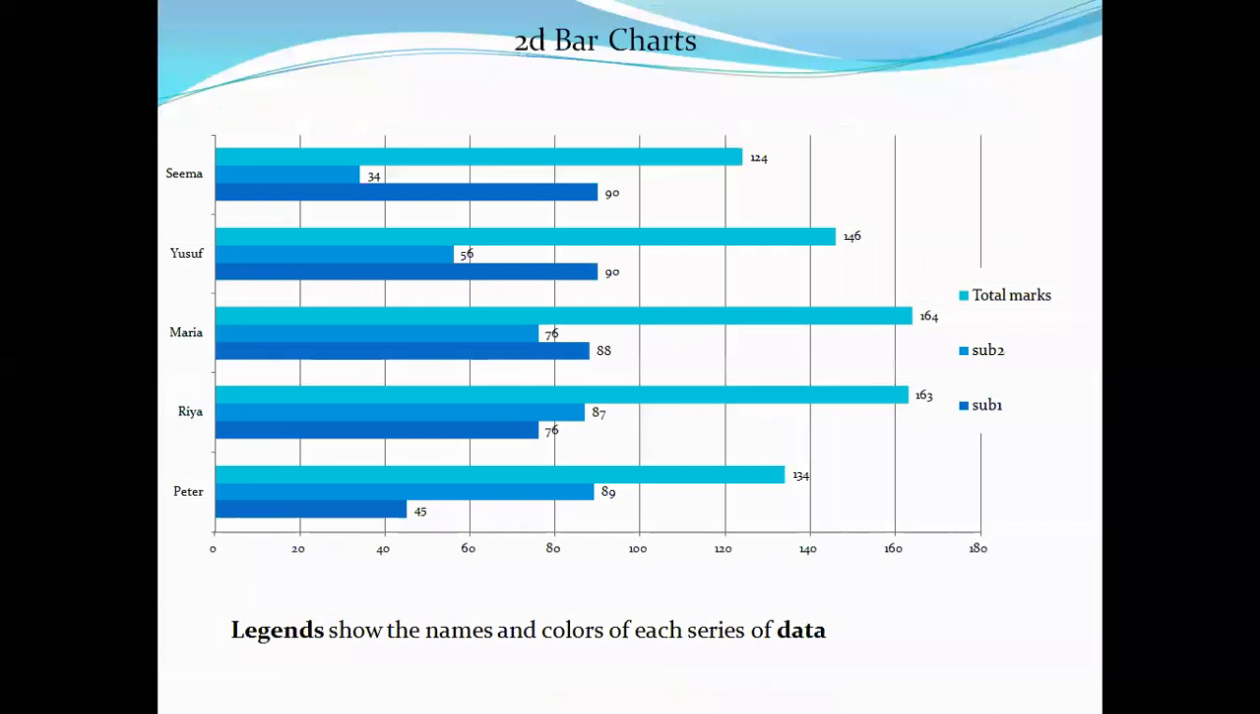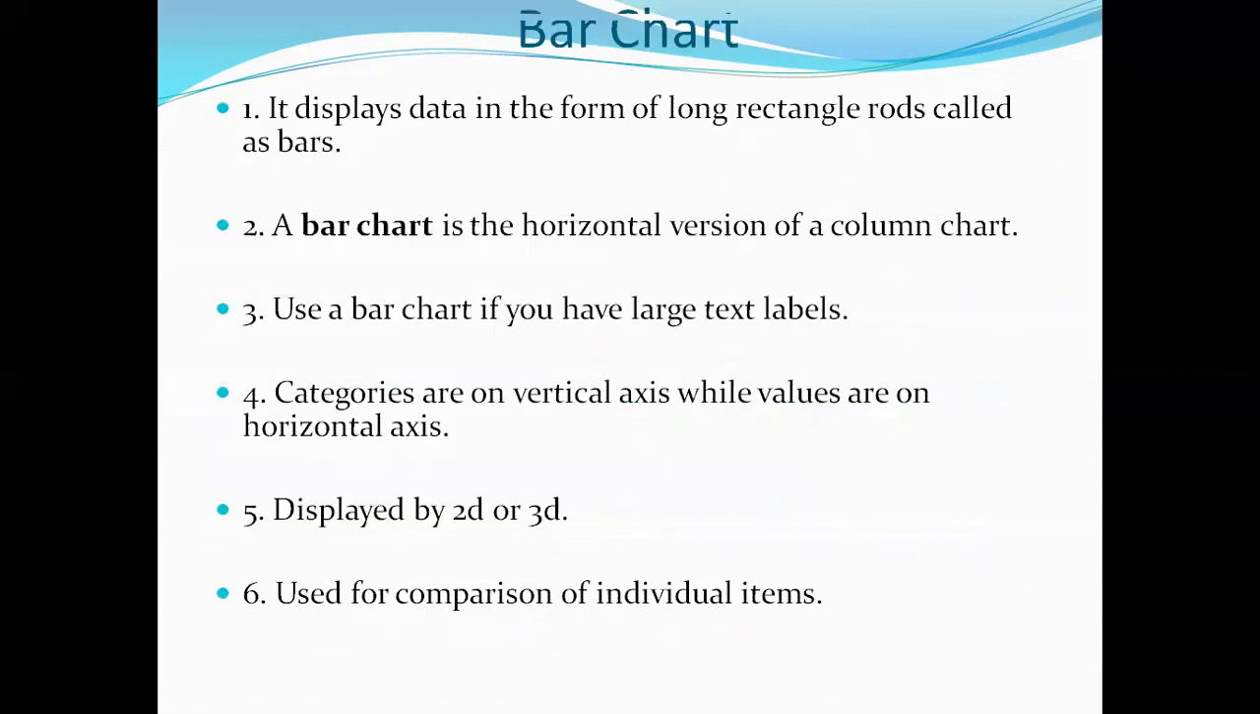Can you see this chart? Okay, you can see the horizontal lines. The lines are horizontal. Okay, and we have X and Y axis, that is category and value axis, and we have horizontal bars. So if it is horizontal bars, it should come to your mind that it is a bar chart. So a bar chart is the horizontal version of a column chart.